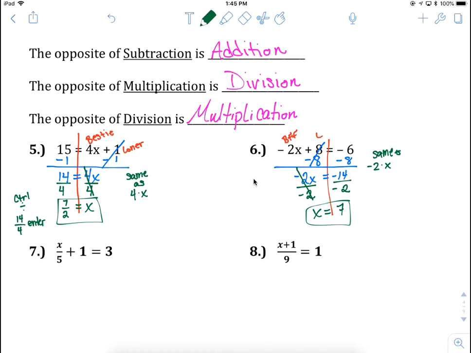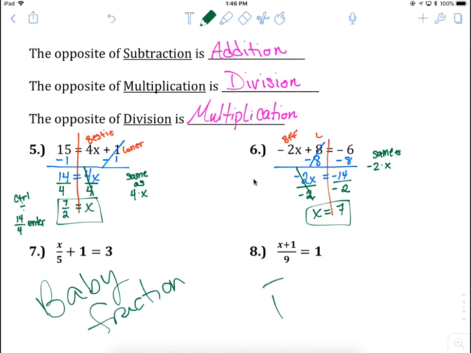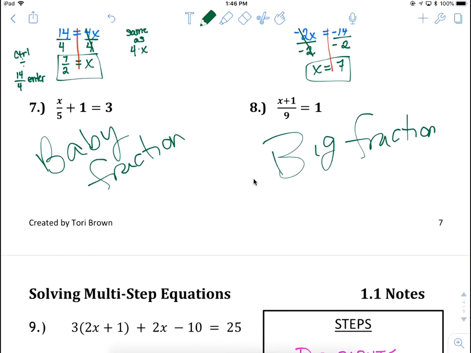All right, 7 and 8, they might look a little bit alike, but they are actually very different. Okay, that's the difference between, I'm going to write this, don't write this. That's the difference between a baby fraction and a big fraction. Okay, and the difference here, I really want you to look at this. The difference between a baby fraction and a big fraction is talking about who my loner is.